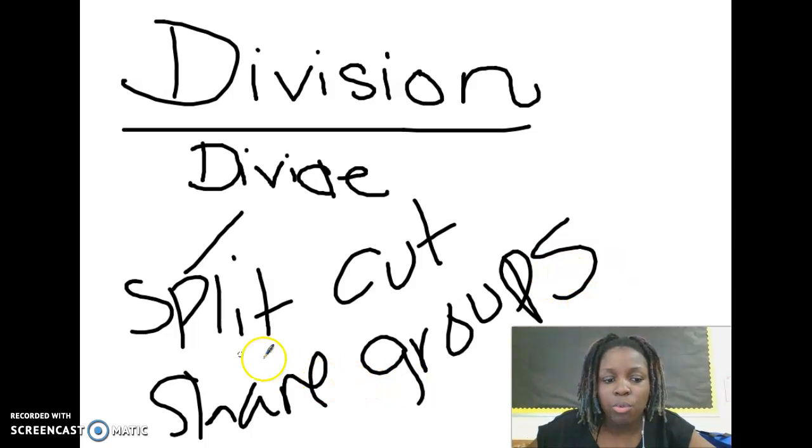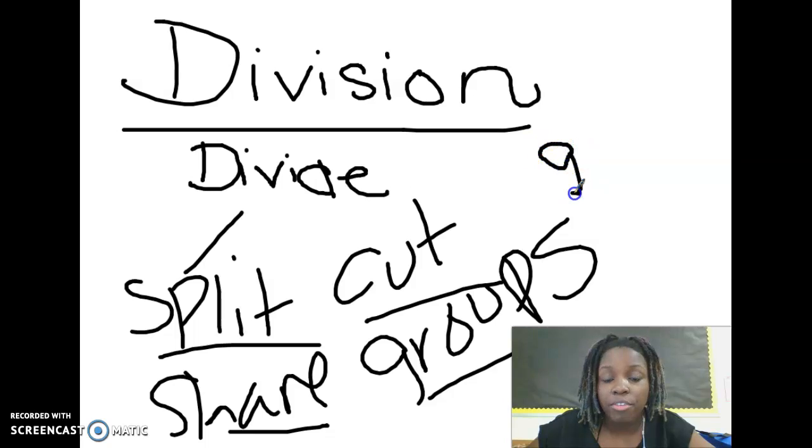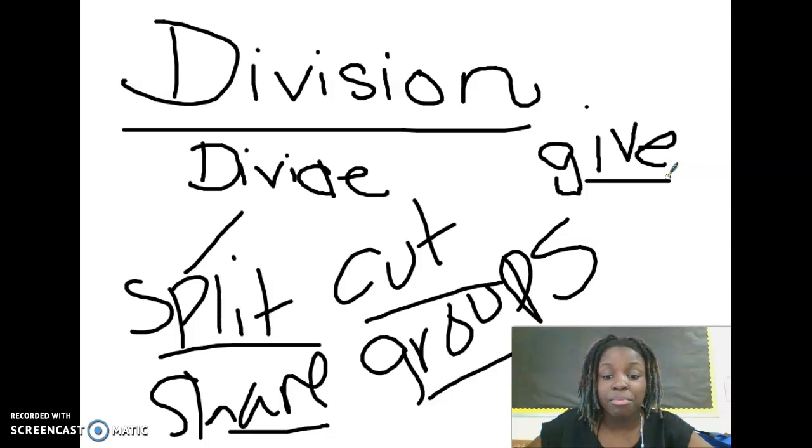These words are like key words for division: split, share, cut, grouping, giving. If you're giving something to someone, these are words that mean okay, I am dividing here. I'm splitting something up. I'm breaking it apart. That means to divide. So what we're going to do is work on some basic division problems, making sure you understand how to divide.